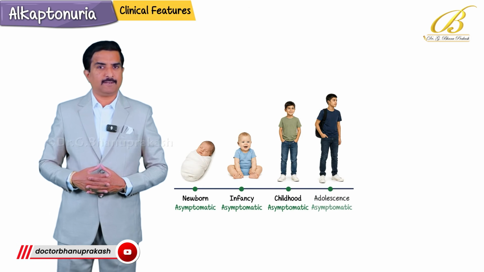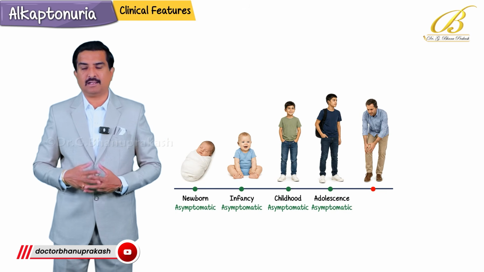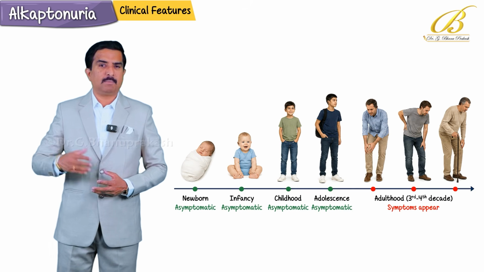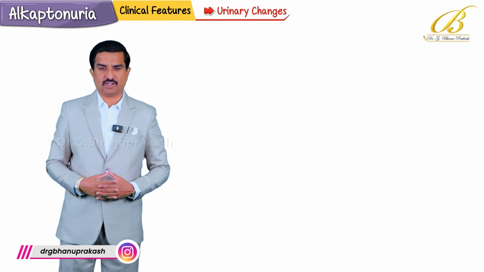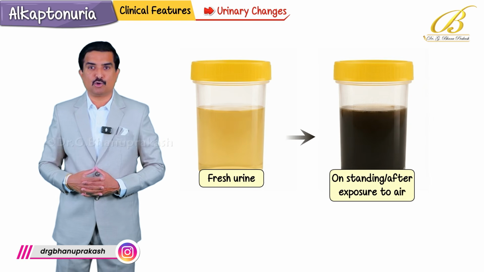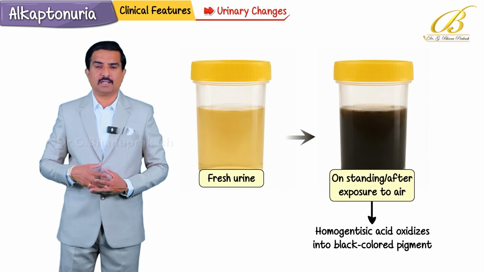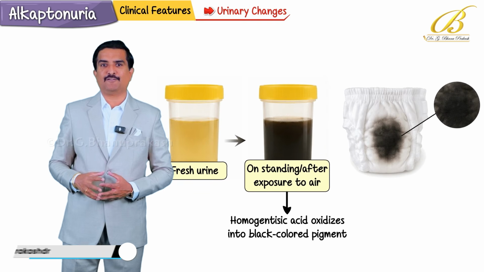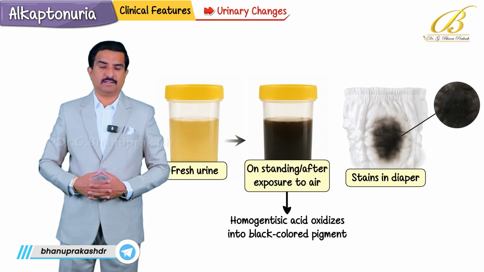Most newborns and infants are asymptomatic. In fact, symptoms are often delayed until adulthood, usually in the third or fourth decade of life, but some clues may appear earlier. The first one is urinary changes, that is, darkening of urine on standing or after exposure to air. This is because homogentisic acid oxidizes into a black pigment, and it is often first noticed in infancy. For example, parents may report stains in the diaper.